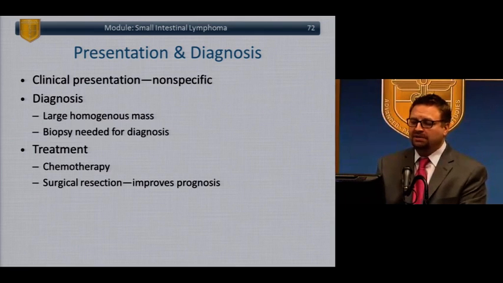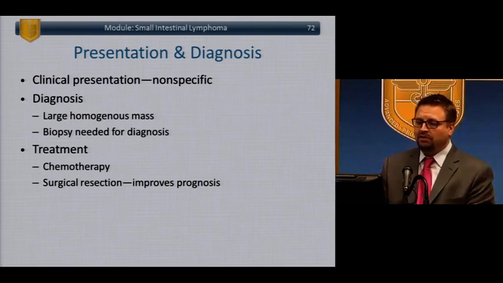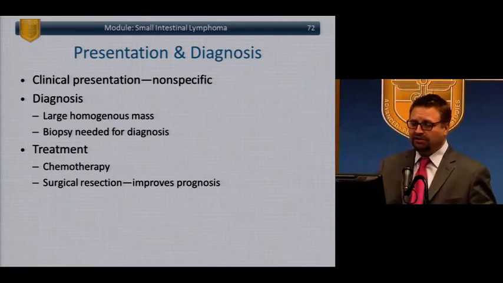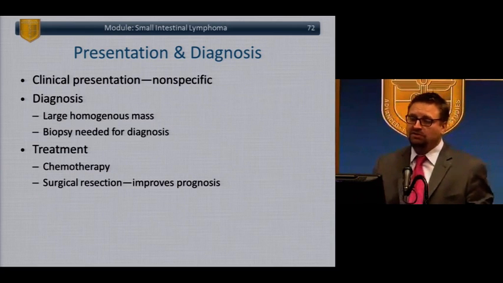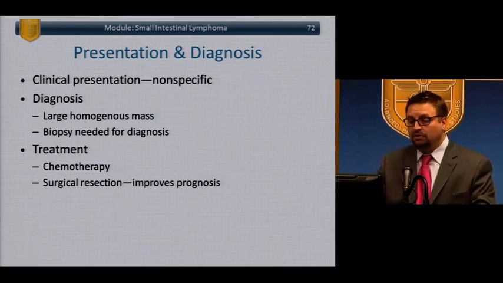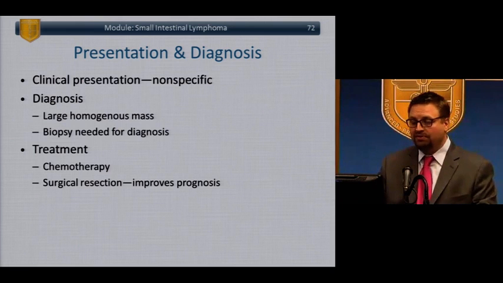Patients often present in a nonspecific manner. These are not generally going to obstruct patients right away, but they'll have pain, systemic symptoms, weight loss, that kind of stuff. On imaging, usually though, you can identify a large homogeneous mass. Biopsy for these lesions is necessary, unlike GIST, which we mentioned just a few moments ago. These lesions do need to be biopsied so that appropriate chemotherapy can be implemented. Surgical resection does improve prognosis, so it is often part of the overall management plan, but chemotherapy is usually the first step, and if there's an incomplete response, then resection.